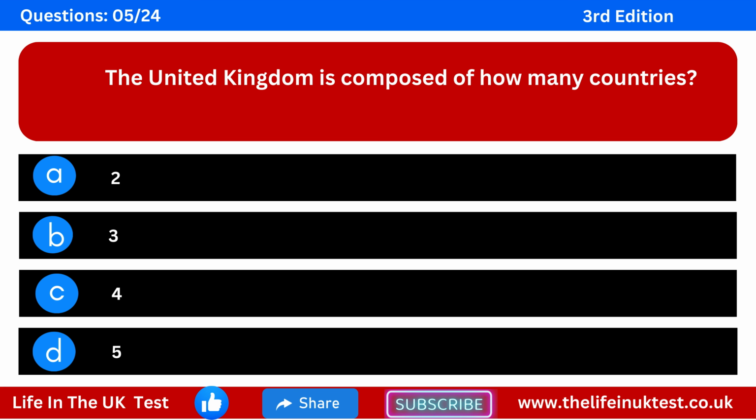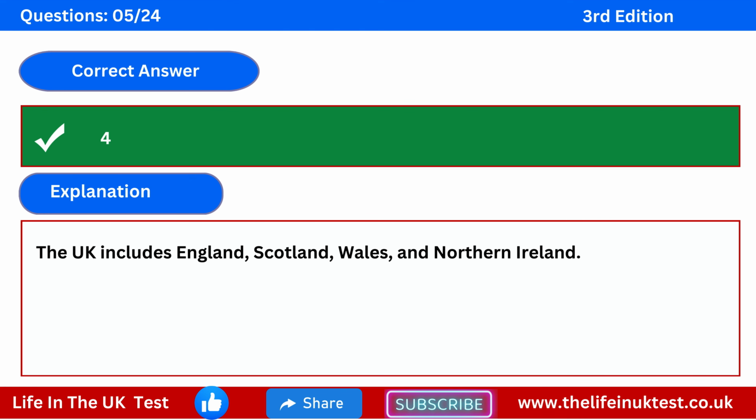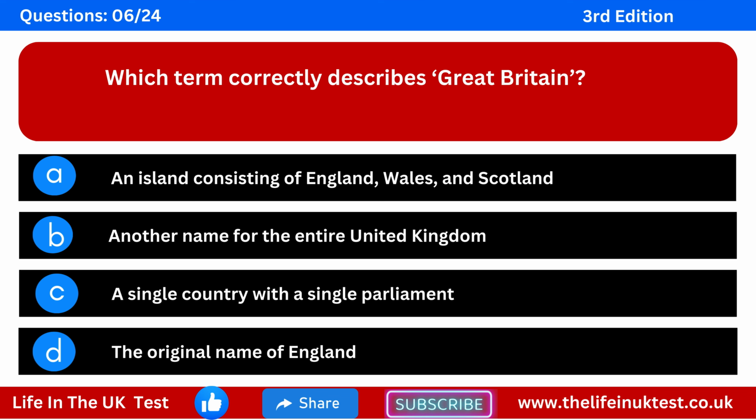Option A, 2. Option B, 3. Option C, 4. Option D, 5. The correct answer is 4. Explanation: the UK includes England, Scotland, Wales, and Northern Ireland. Question 6. Which term correctly describes Great Britain?